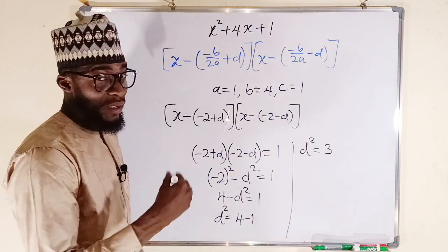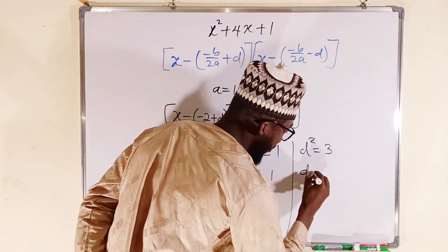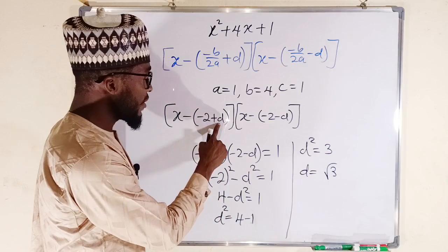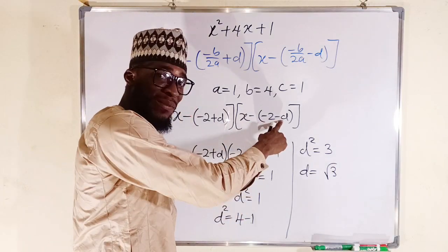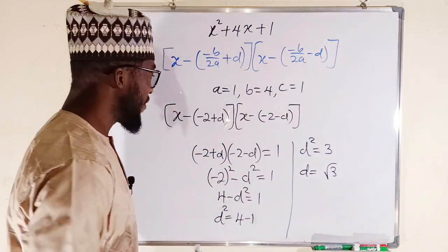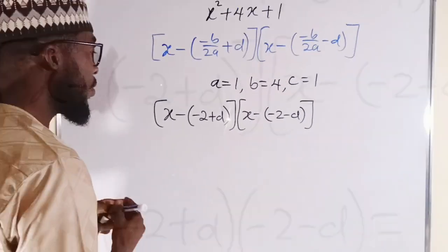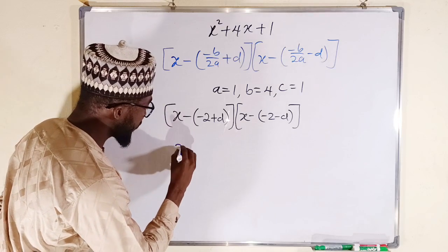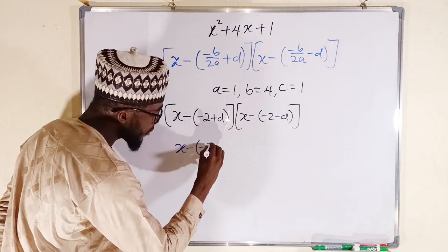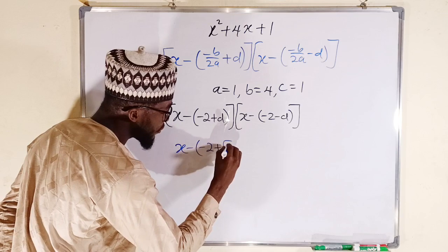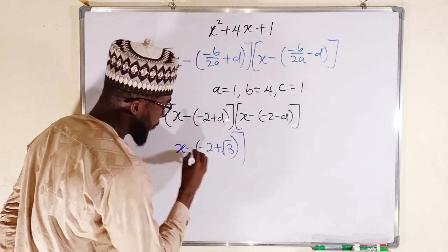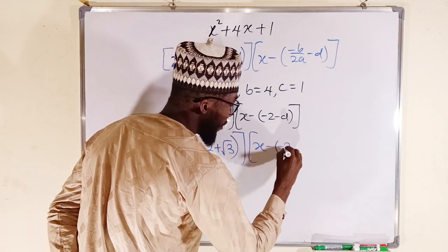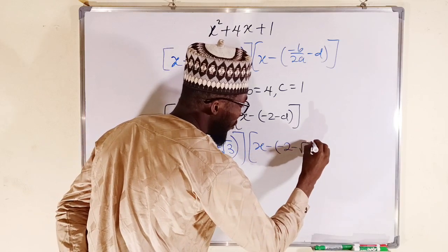And what is d? By taking square root of both sides, you have d equal to square root of 3. Forget about plus or minus, because d is positive here and we have negative d here. Just substitute the d's and we're good to go. You can always reverse the video to find out where you're missing. So this is x minus 2 plus root 3, multiplied by x minus 2 minus root 3. And we are good to go.